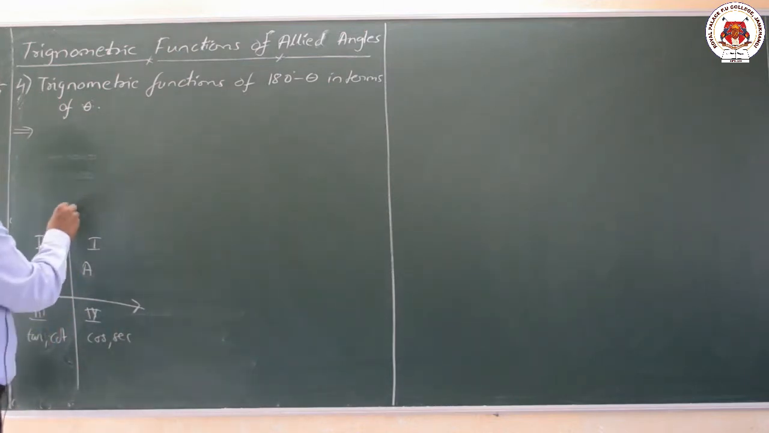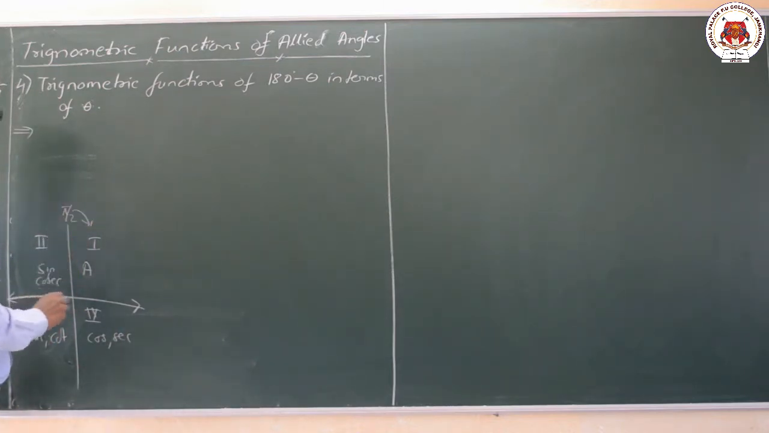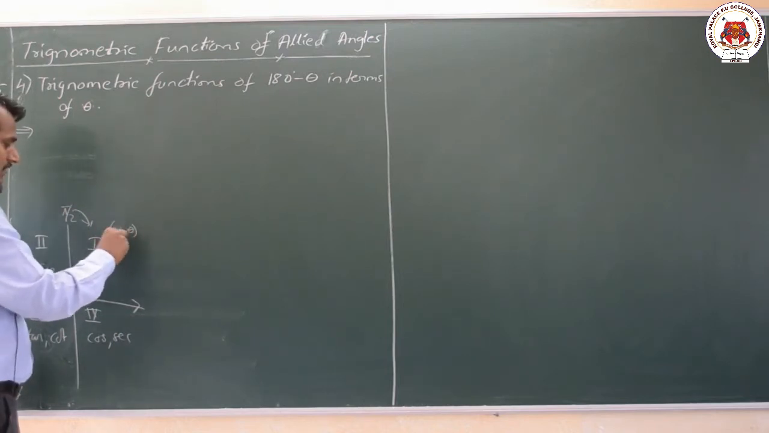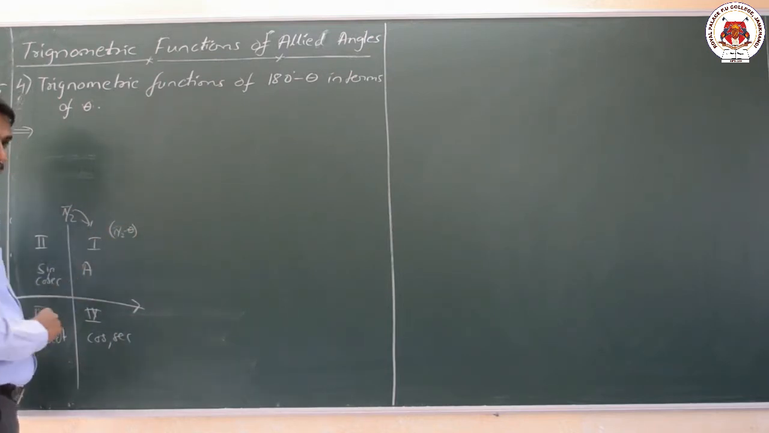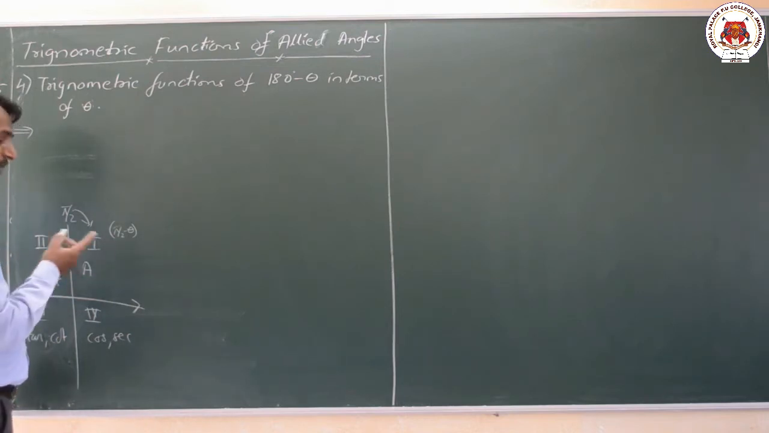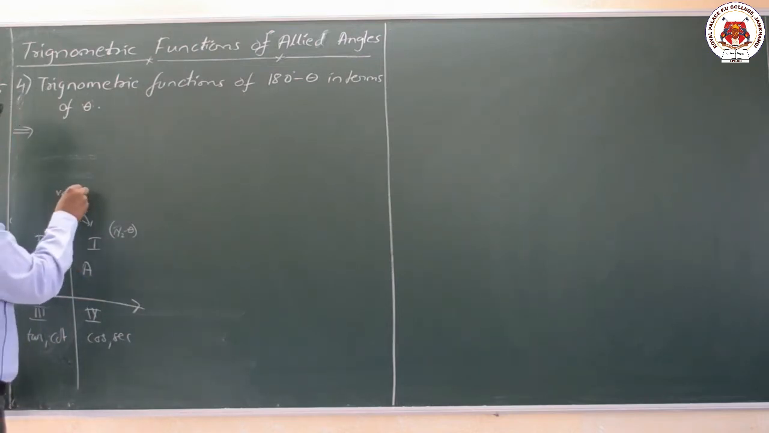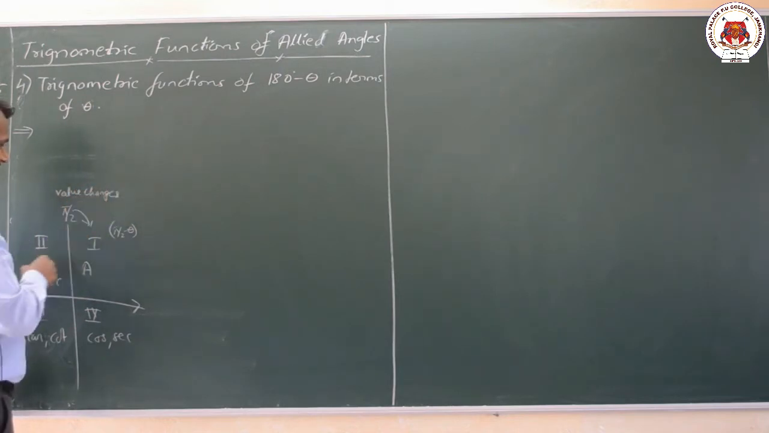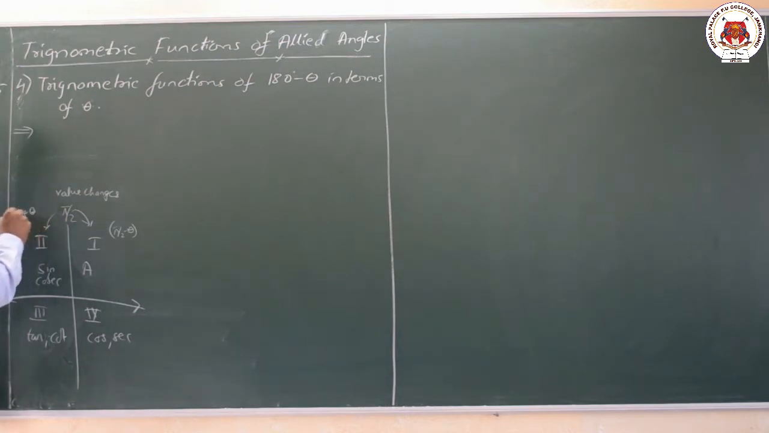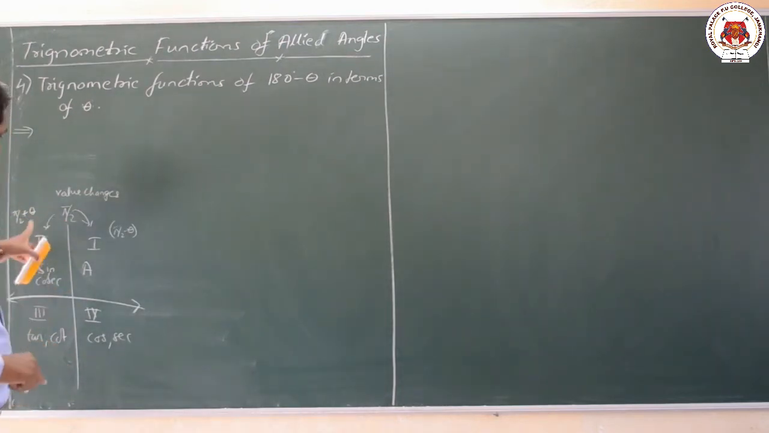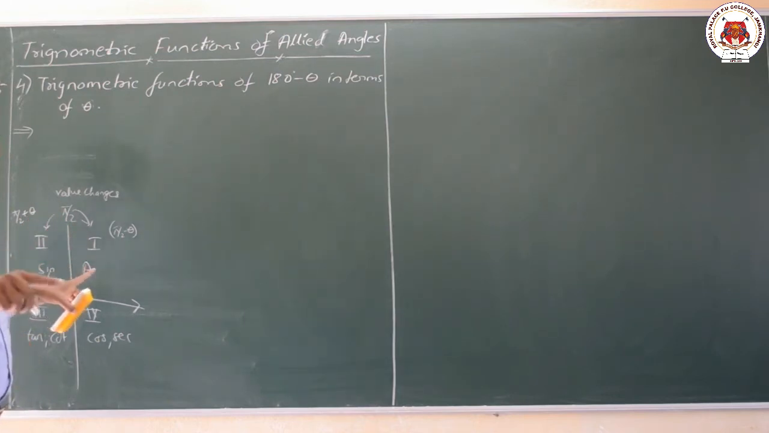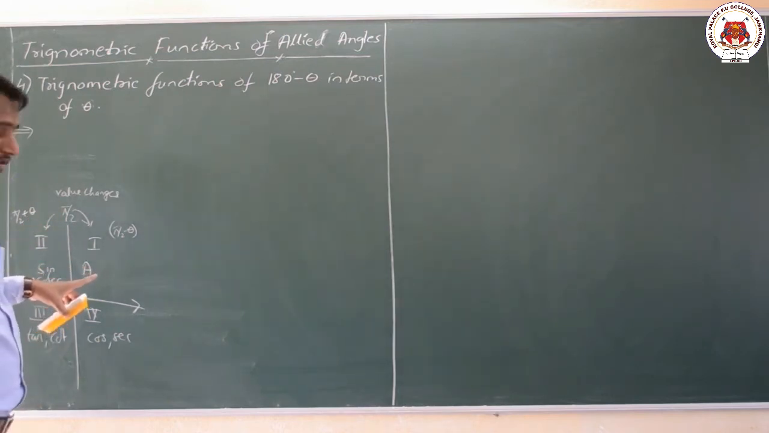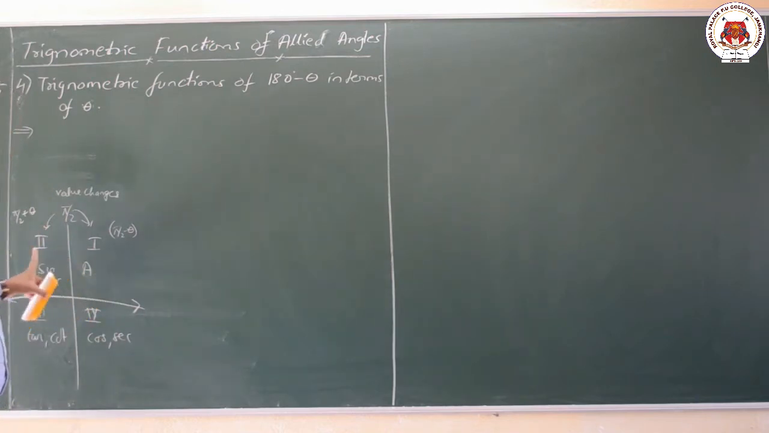So in pi by 2 minus theta, in the first quadrant all are positive, and sine changes to cos; the value changes. Similarly in pi by 2 plus theta also the value changes: sine becomes cos, cos becomes sine, tan to cot, cot to tan, secant to cosecant, cosecant to secant. And the sign depends on the ASTC rule. ASTC means all are positive, sine and cosecant are positive, and the remaining are negative.